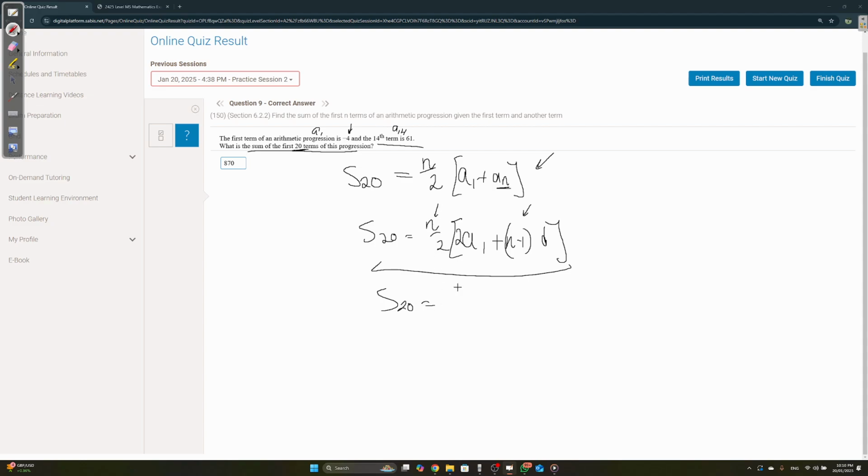N over 2 would just be 20 over 2 because n is 20, right? We're looking for the 20th term. 2a1, so 2 times negative 4 plus n minus 1 d. Again, 20 minus 1 times d. So the problem here is we need d. So how do we find d? Like I told you in other questions, you can't work without having the d.